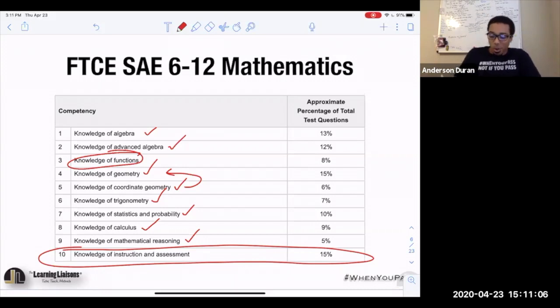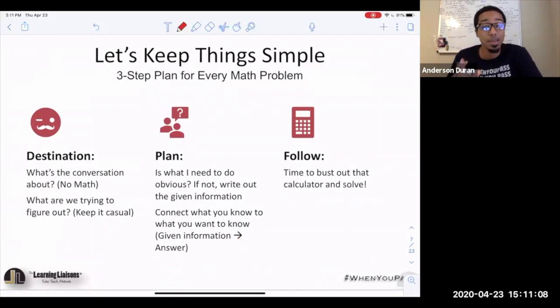All right. So with that said, again, we're going to keep things simple for this strategy, for this session here. Destination, plan, follow. Give me a yes or no in the chat box if you've heard this strategy before and if you like it or not. And if you haven't, just say no, because I'm going to go through it right now.